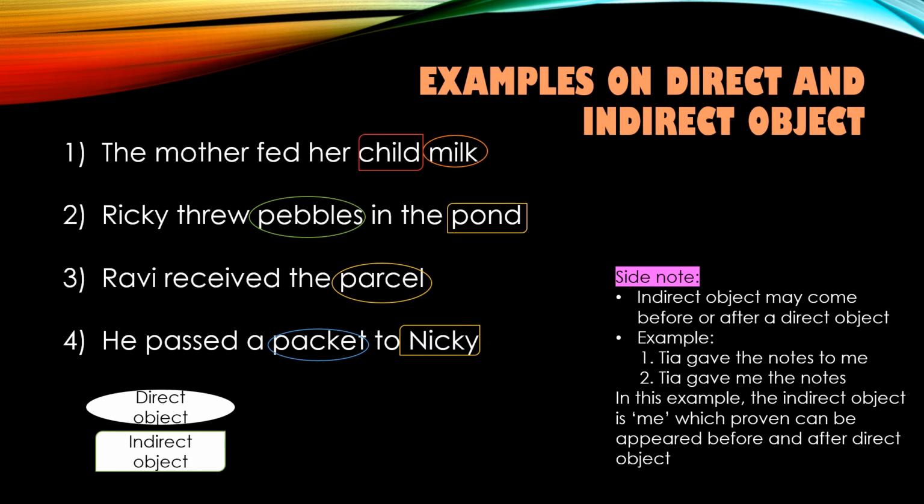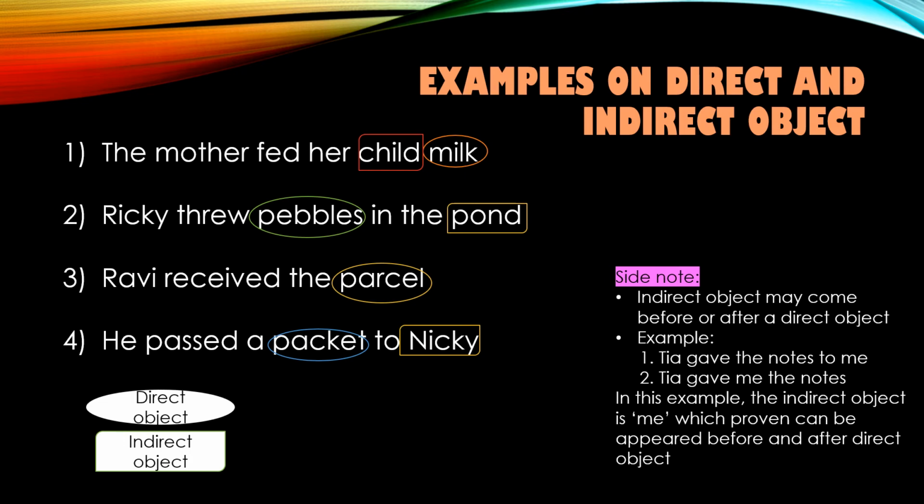Side note, indirect object may come before or after a direct object. For example, Tia gave the notes to me. Tia gave the notes to me. What she gave? The notes. So the direct object is the notes. To whom she gave the notes? To me. So the indirect object is to me. See the arrangement in the second sentence. Tia gave me the notes. So here, in this example, the indirect object is me, which proven can be appeared before and after the direct object.